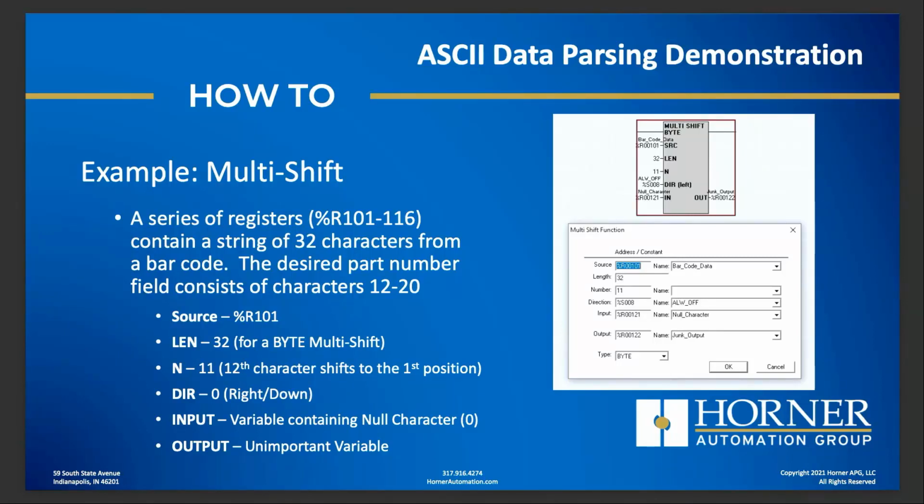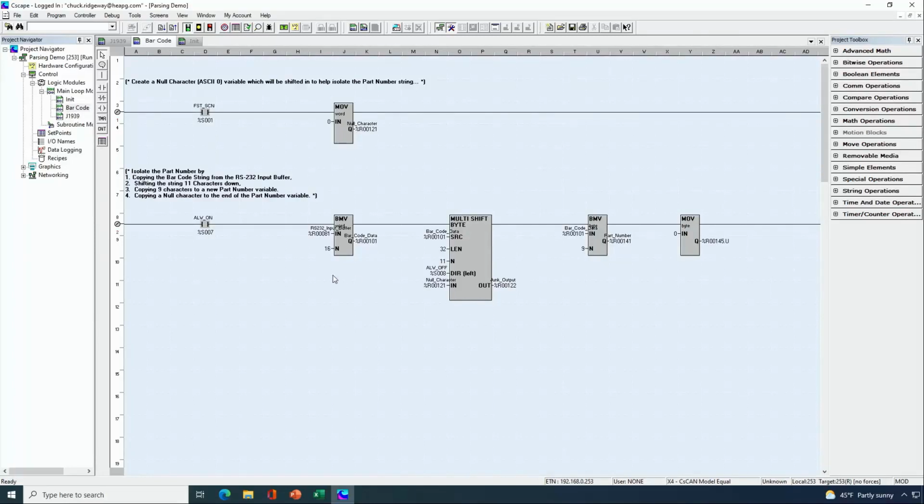So let me go back to Cscape. Okay, so what do we got going here? All right, so let's just start in this line here. We're doing several operations in a row. What we have in this example is a barcode scanner which is dumping the barcode data into registers 81 through 96. So there are 16 consecutive registers where this barcode ASCII data is residing. So that's the direct buffer where we're reading in the data.